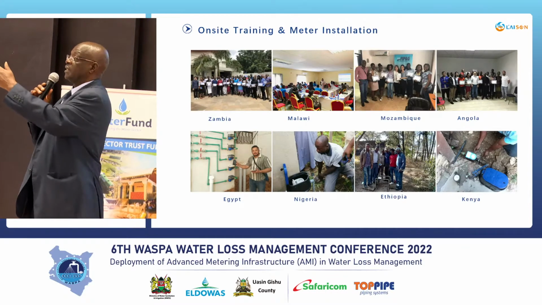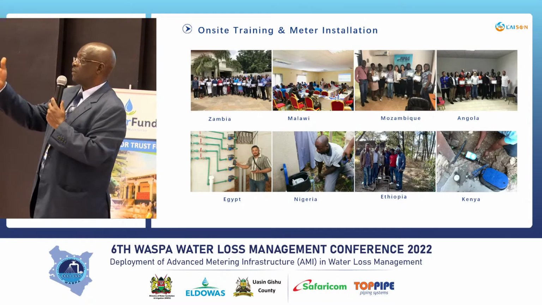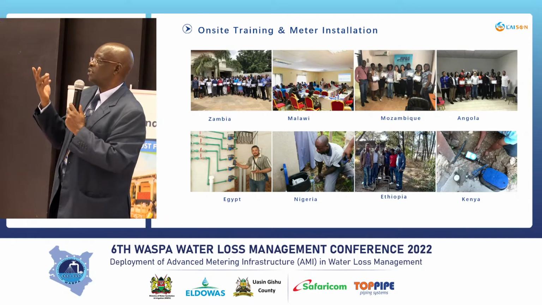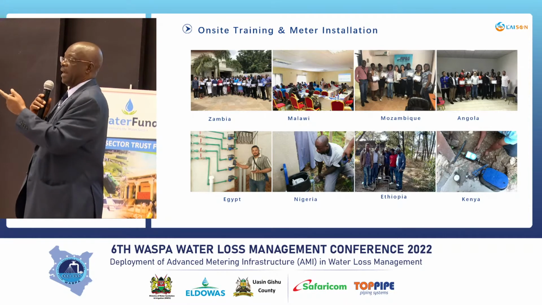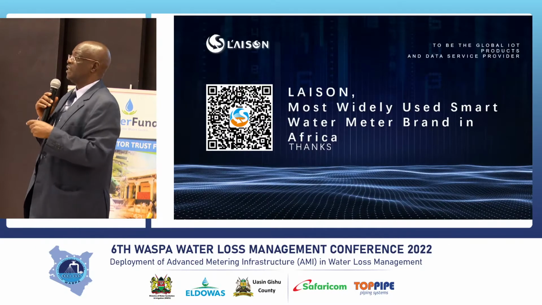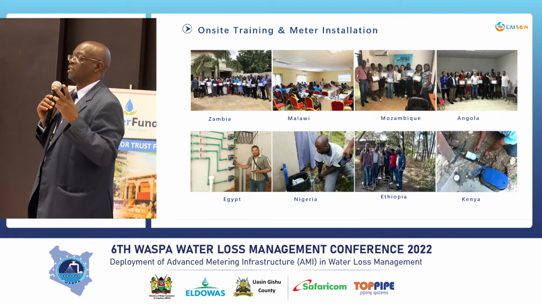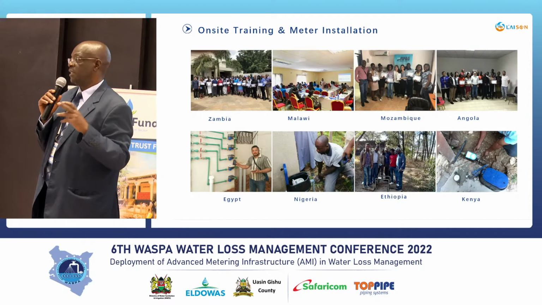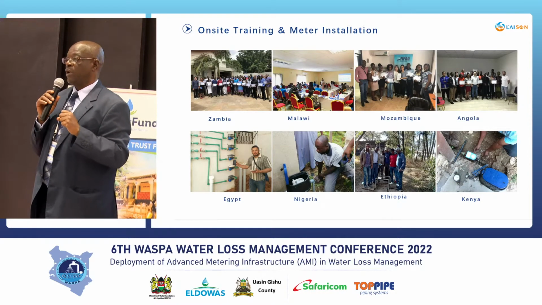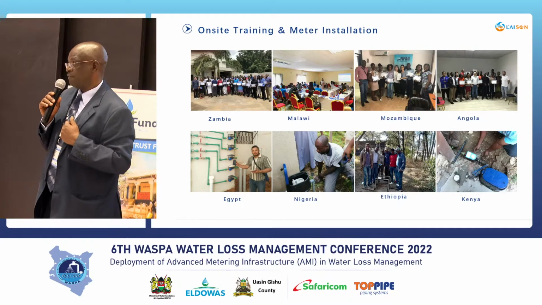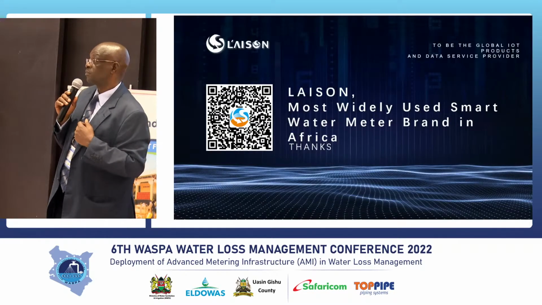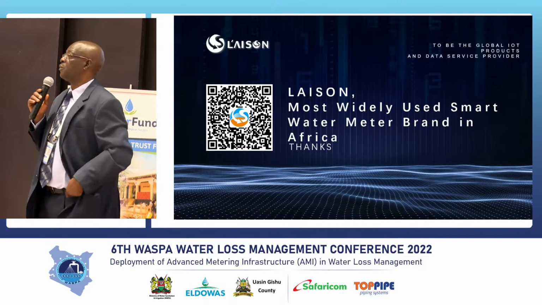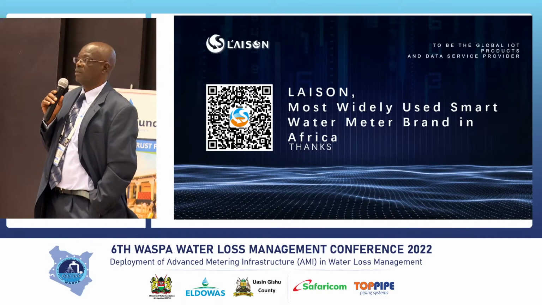Next, these are some of the trainings we have undertaken: Zambia, Malawi, Zimbabwe, Angola, Egypt, Nigeria, Ethiopia, and Kenya. Out of these, Egypt is the biggest consumer with around 300,000 pieces right now. As we talk, Kenya has only consumed about 5,000. So we're just saying that Lyson is a widely used water meter brand in Africa. Thank you.